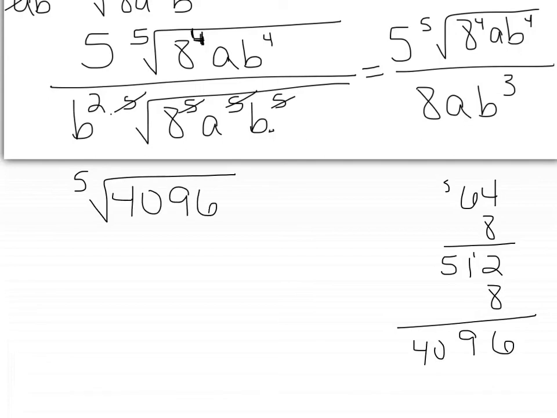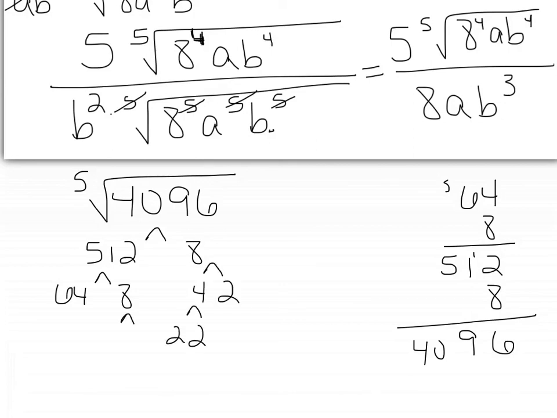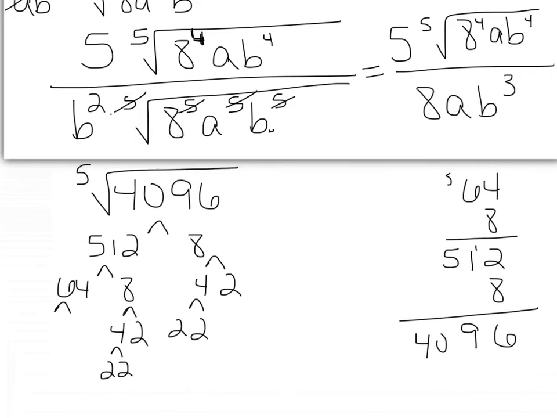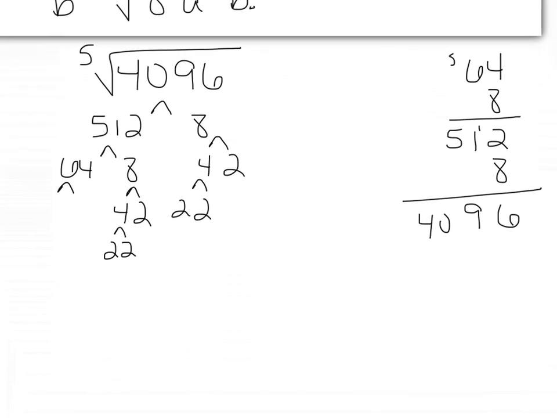Okay? So when I break this down, I know that it is 512 times 8, and I know that 512 is 64 times 8. 8 is 4 times 2, and 4 is 2 times 2. Okay, 64 is 8 times 8. 8 is 4 times 2. 4 is 2 times 2. 8 is 4 times 2. And 4 is 2 times 2.